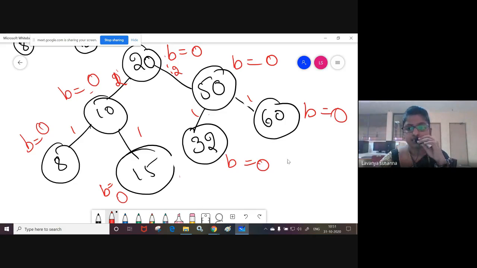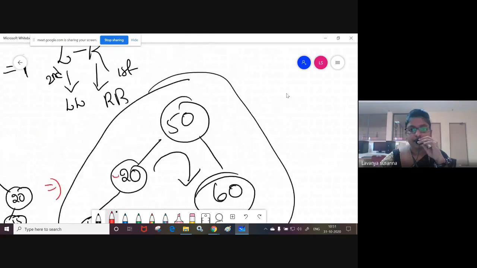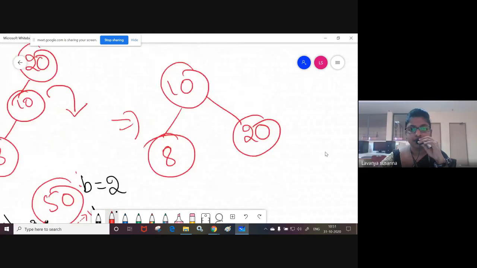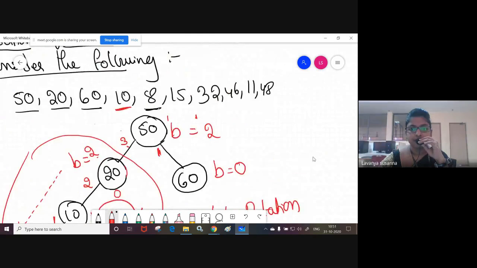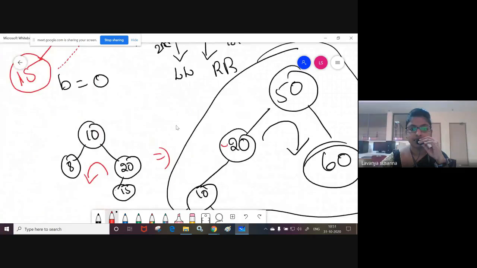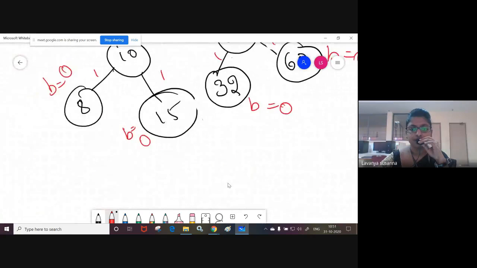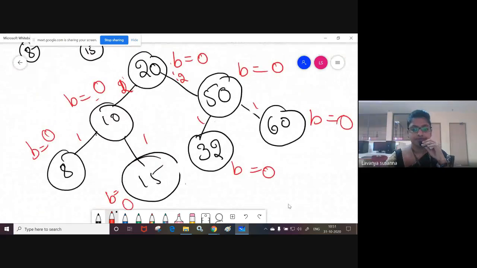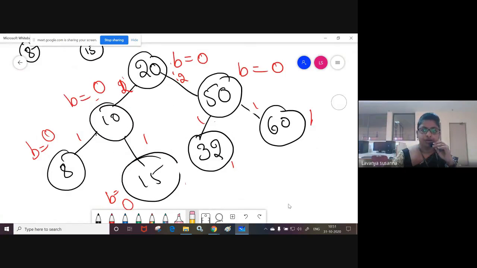Tree is balanced. Now, insert the next element. What is the next element? After 32, 46. You need to insert 46 into the resultant tree. See where to insert 46. Compare from the root node. After inserting 46, again you need to find out the balancing factor.